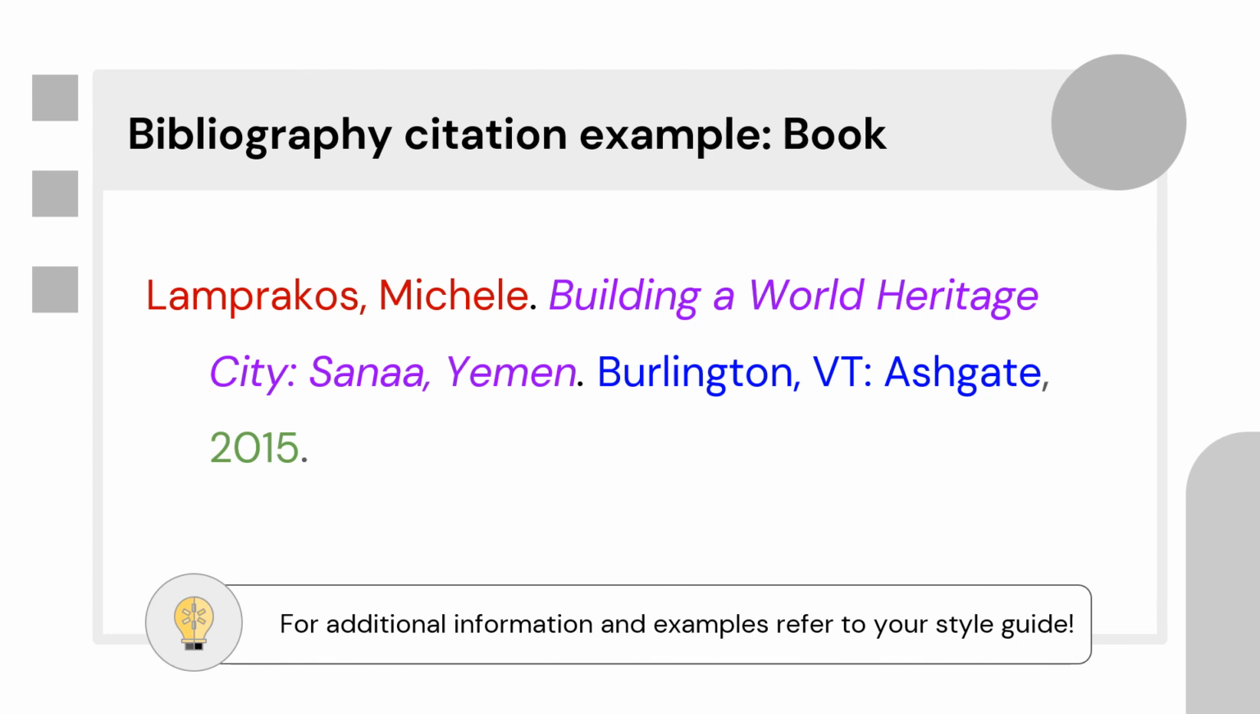Next, in italics, type the title of the book, then period. So, Building a World Heritage City, Sana'a, Yemen, period. Next up, publisher information. Burlington, comma, VT, colon, Ashgate, comma. The last piece of information is the publication year, followed by a period.